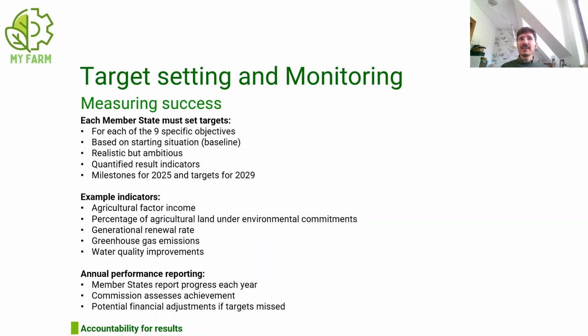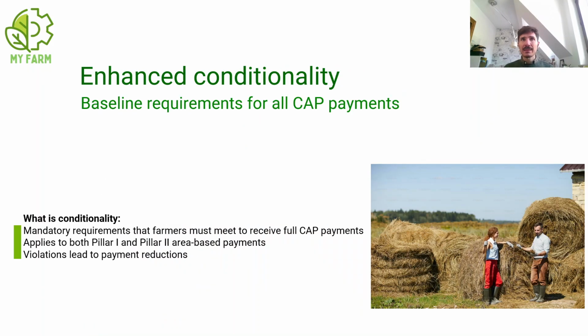They are based on quantified result indicators, and also on milestones for 2025 and targets for 2029. Some example indicators are agricultural factor income, generational renewal rate or water quality improvements. Member states have to report the progress on all these sets of indicators yearly. The Commission assesses achievement, and potential financial adjustments are requested by the Commission if the targets are missed.